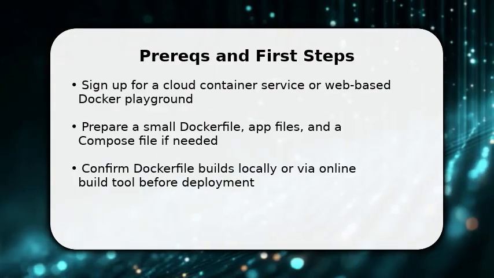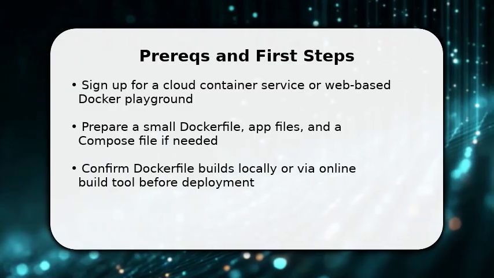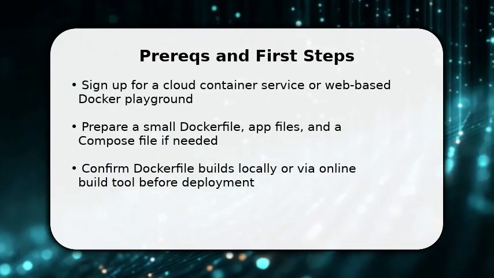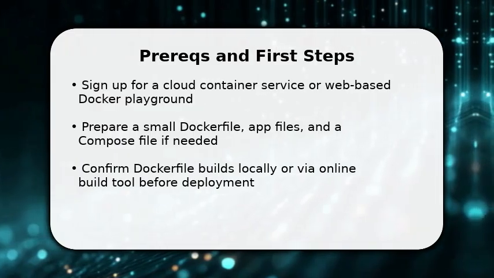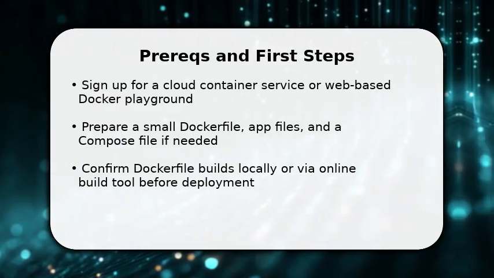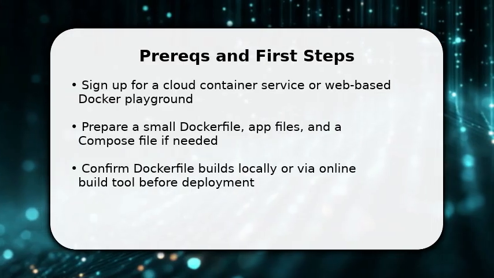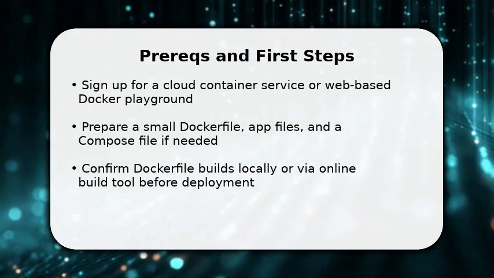You start by choosing an online Docker host or playground and logging in. Pick the one that supports container builds and ports. Once done, upload your project files and a concise Dockerfile, then set build context and environment variables. Make sure to include a simple health check.